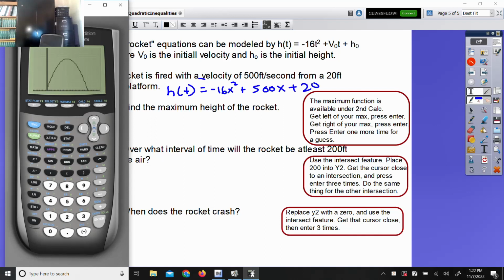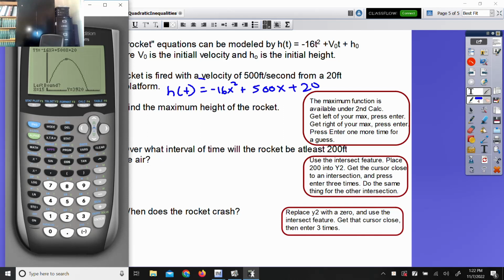Now, part A is find the maximum height of the rocket. Second trace. Second trace. Fourth on the right under the screen. Obviously, 4 for maximum. That's what you want, isn't it? The one at minimum, what would you choose? Minimum.